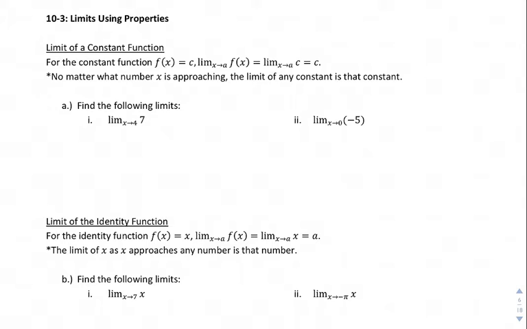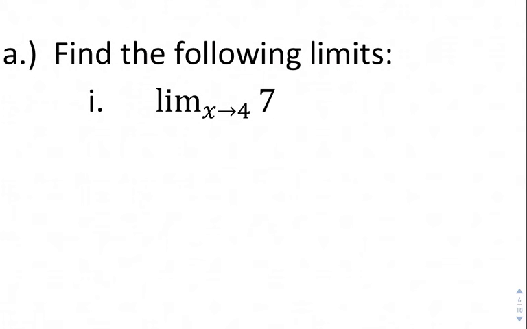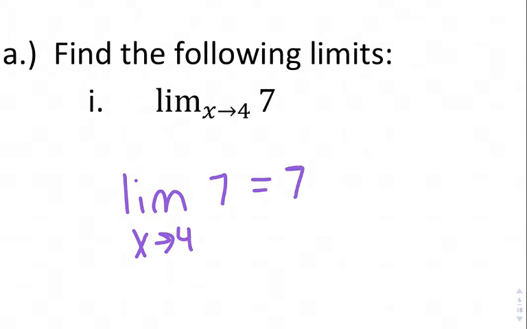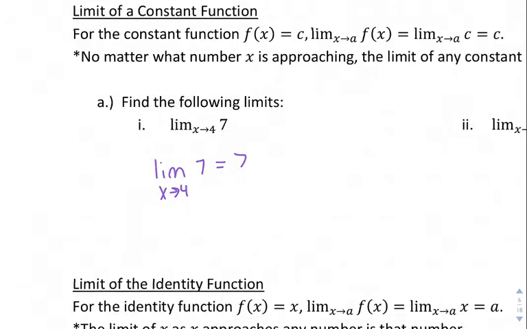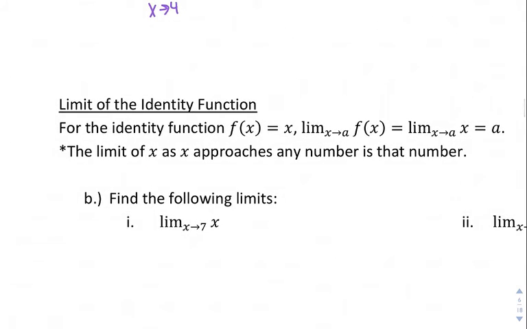So limit of a constant basically is if you don't have any variables, your limit is just what that constant term is. So the limit as x goes to 4 of 7 is just 7. So anytime you have a constant, your limit is just that constant. So then you can try number 2.